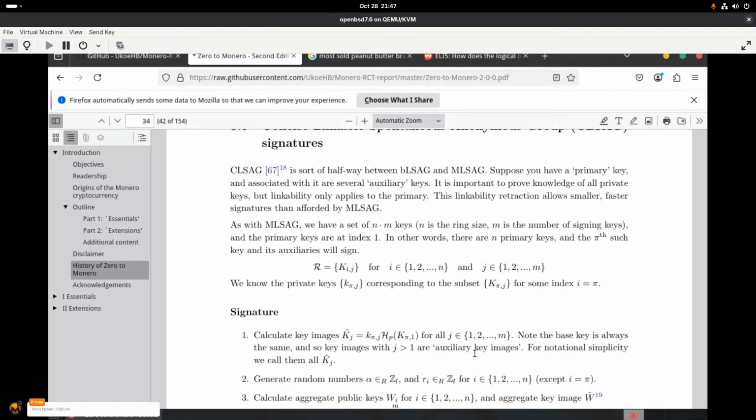As with MLSAG, we can have a set of n by m keys. N is the ring size, m is the number of signing keys, and the primary keys are at index 1. In other words, there are n primary keys, and the pi-th such key and its auxiliaries will sign. R equals K_ij for i in 1 to n, j in 1 to m. We know the private keys corresponding to the subset for some index i equals pi.